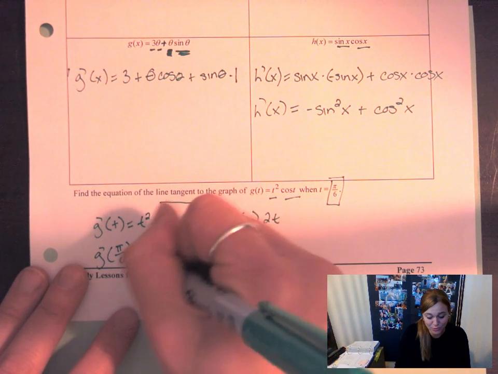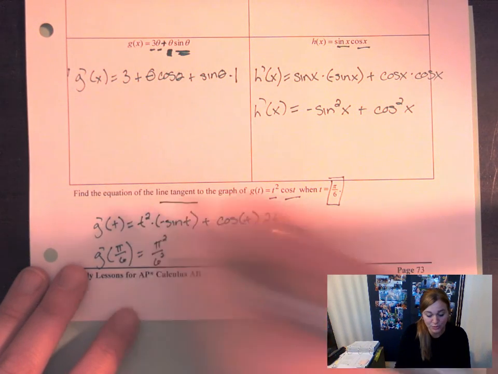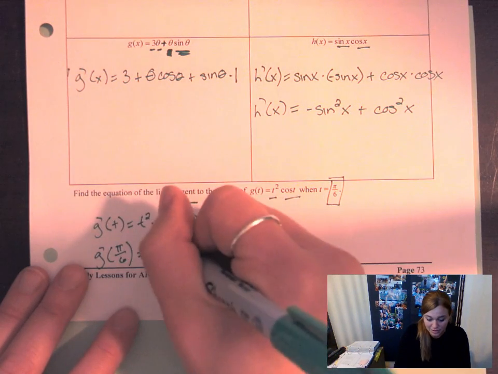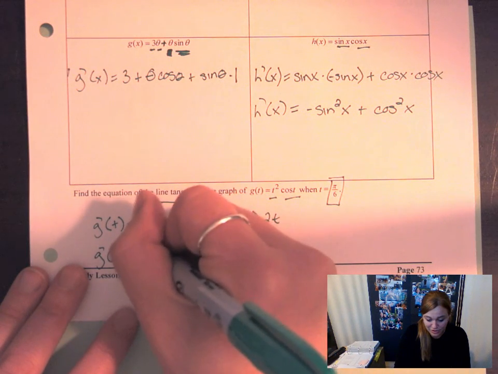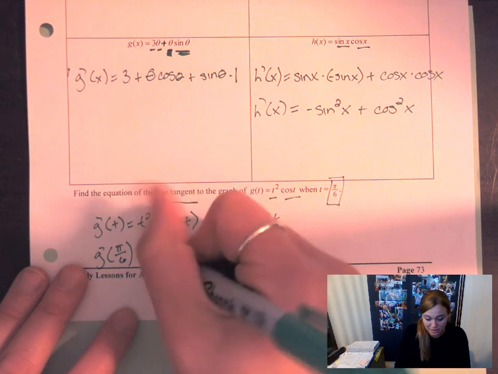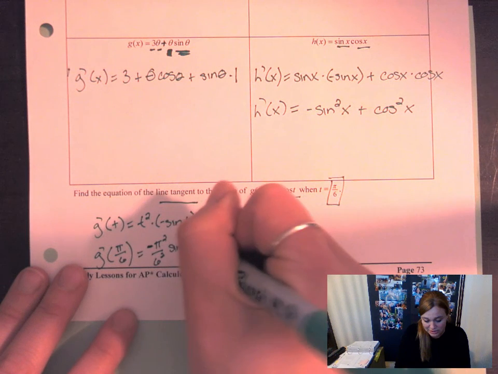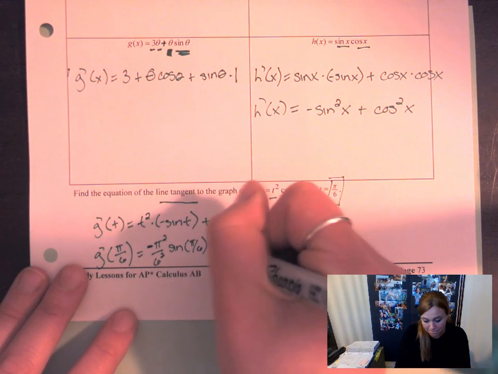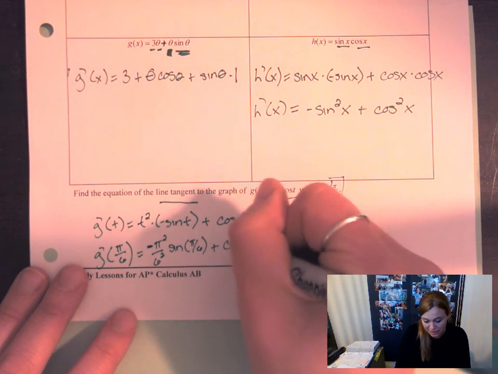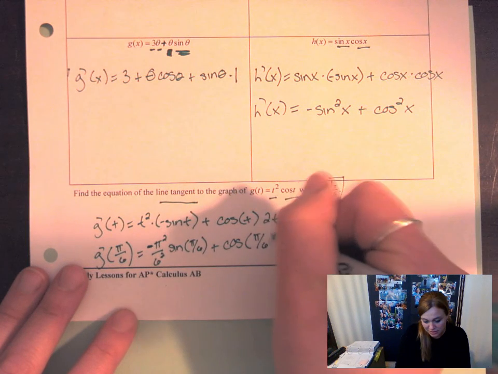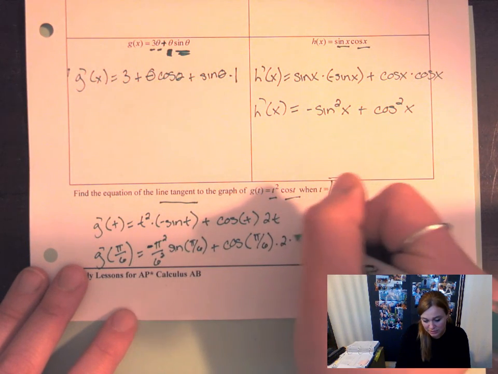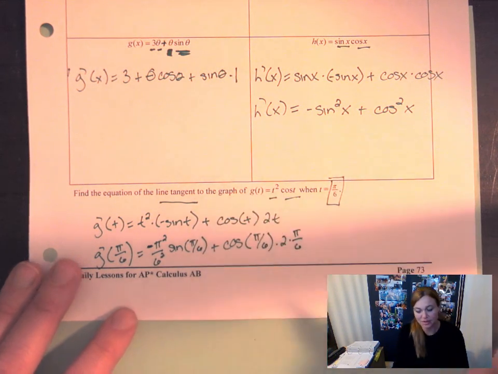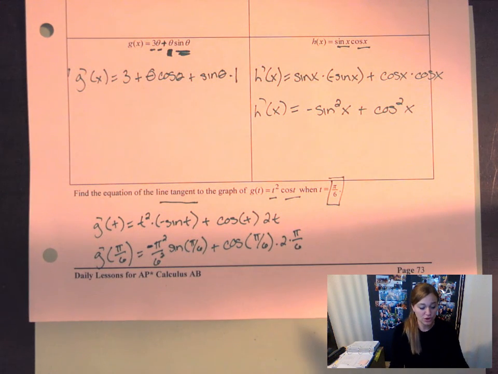Pi over 6 squared would just be pi squared over 6 squared. I'm going to make this negative right here because I've got a negative sine t. Sine of pi over 6 plus cosine pi over 6 times 2 times pi over 6. Whew, this looks gross. Take a minute and make sure that you've got this and that you feel pretty comfortable with this.